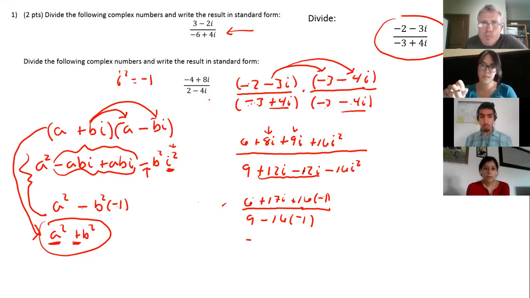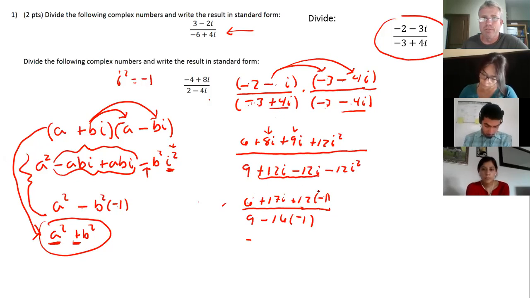Isn't the top one a 12i squared? Or am I missing that? Right here, yep, it is, right there. -3 times 4 is a 12i squared, which is going to change that to a 12, thank you. And that's going to be 6 minus 12, which is a -6, plus the 17i, all over. And now you can see that denominator doesn't have an i in it anymore. It's just going to simplify to a 25.